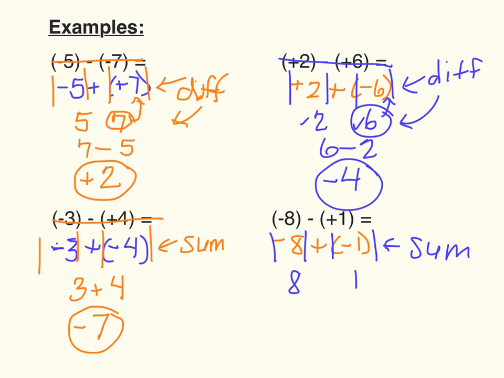And again, don't forget, I'm now looking only at the addition problem, not looking at that original anymore. 8 plus 1, I know is 9. My rule says take the sign from the larger absolute value, but these are both the same, so I know my answer is negative. And there you have it, the rules for adding and subtracting integers.